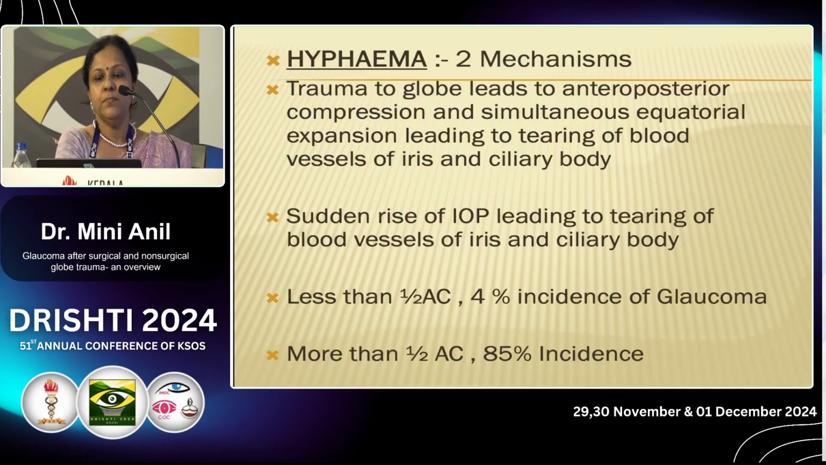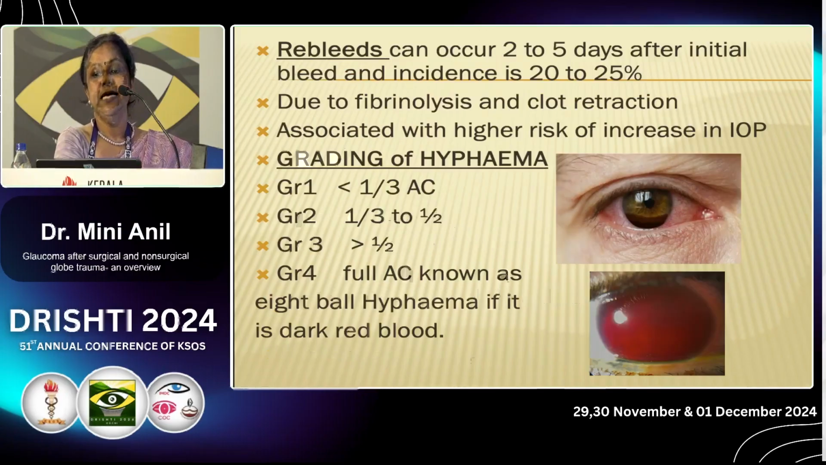Hyphema can cause glaucoma by two mechanisms. Trauma to the globe leads to anteroposterior compression and simultaneous equatorial expansion, leading to tearing of blood vessels of the iris and ciliary body. Sudden rise of intraocular pressure, anterior chamber hyphema, is 85% incidence. Rebleeds can occur 2 to 5 days after the initial bleed.